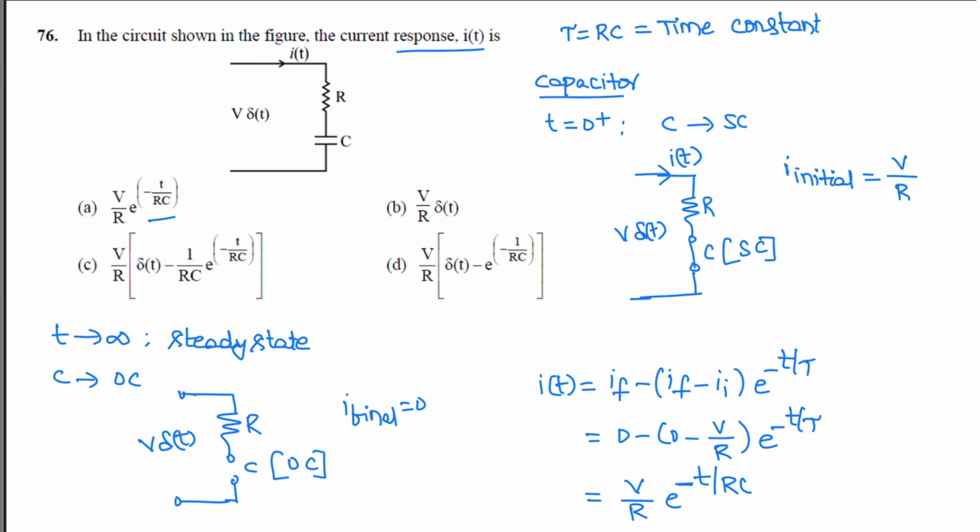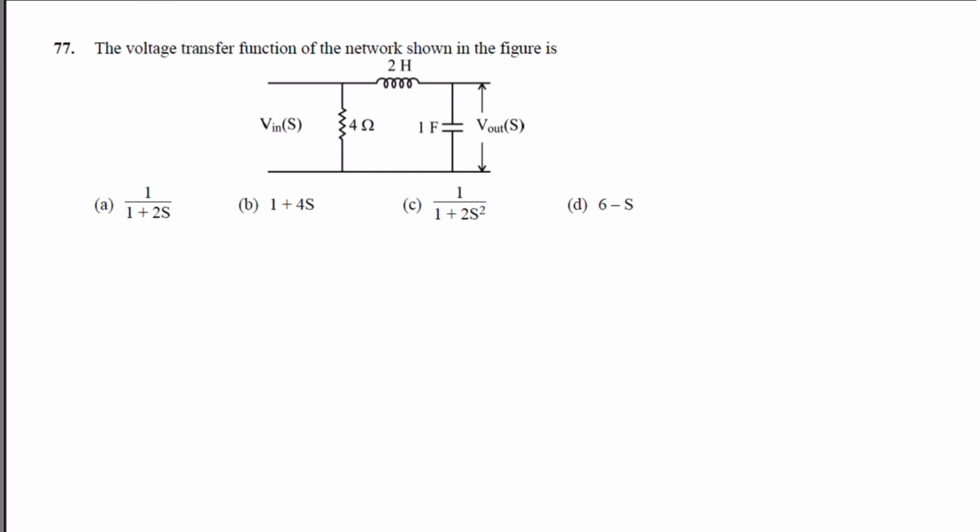Next question. The voltage transfer function of the network shown in the figure is. This is a network; let A be node A and B be node B. The resistor is 4 ohm. A capacitance of C farad can be written as 1 by Cs in Laplace transform, and an inductor can be written as Ls. Here the capacitance is 1 farad, so 1 by Cs is 1 by s in the Laplace transform representation.